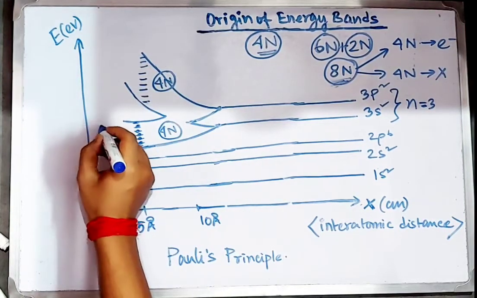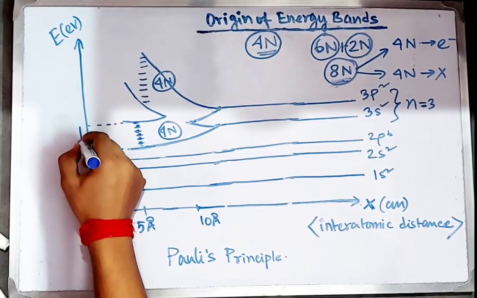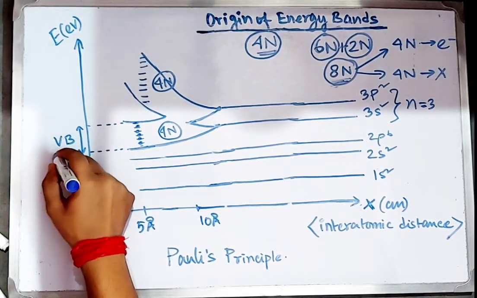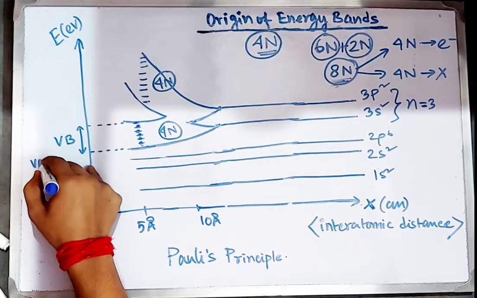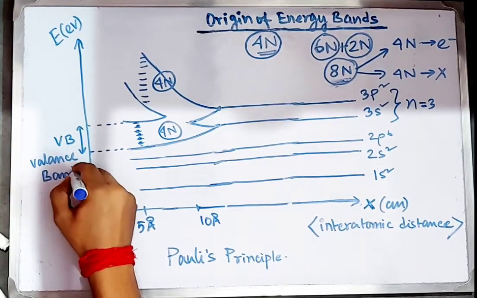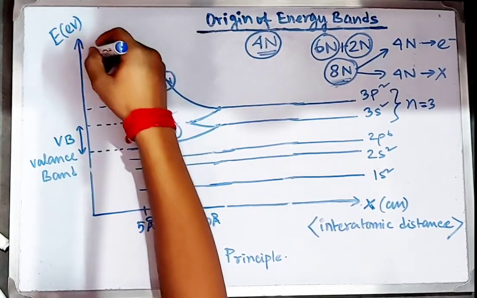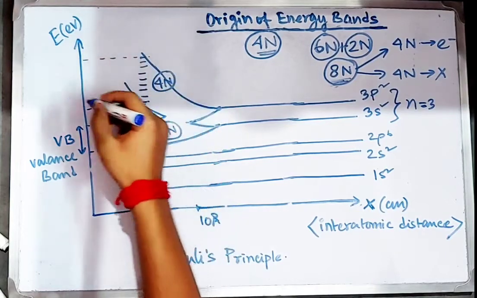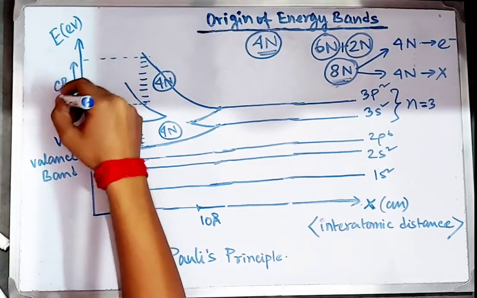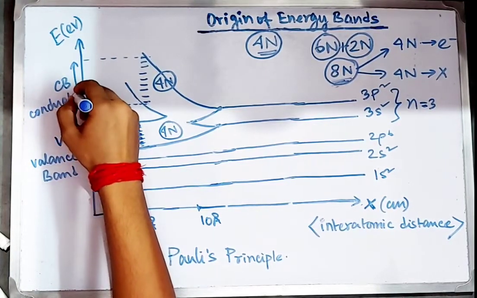So if we talk about this band, this is actually the VB, or we say valence band. And if we talk about this unoccupied band, this is known as CB, or you can say conduction band.